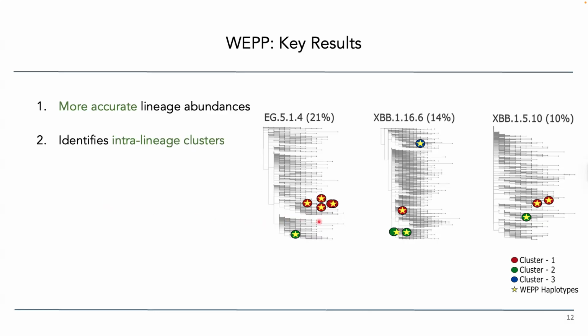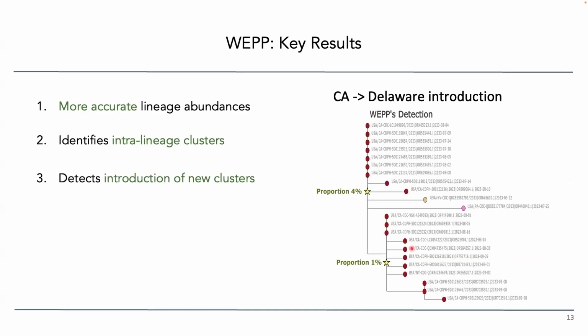We can also see the haplotypes that are detected by WEPP with these yellow colored stars. Similar to this lineage, the other two XBB sublineages also had multiple haplotype clusters, which were accurately identified with WEPP. In general, WEPP identifies these haplotypes within a mutation distance of one on average to the haplotype which is present in the wastewater. This analysis was not possible with the existing WBE tools as they would only report the lineage abundance estimates. But with WEPP, we can obtain finer insights about how different haplotype clusters are changing.